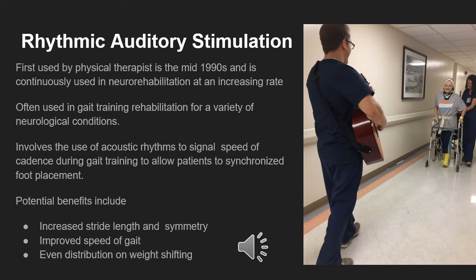Rhythmic auditory stimulation was first used by physical therapists in the mid-1990s and is continuously being used in the neurorehabilitation setting to this day. It is often used in gait training for a variety of neurological conditions. It is also used in upper extremity training as well, however not as prevalently. It involves the use of acoustic rhythm to signal the speed of cadence during gait training to allow patients to synchronize their foot placement. A couple of potential benefits include increased stride length and symmetry, improved speed of gait, as well as an even distribution of weight shifting.